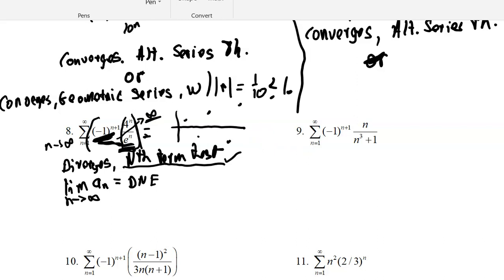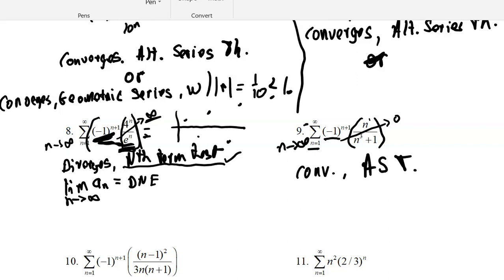Number 9, this one we're back to something nice. This should alternate as long as this stays positive the whole time. So anywhere between the 1 and the infinity, we should be good. As we plug those in, the only thing that would then need to happen is this would need to decrease towards 0 as n goes to infinity, and then n cubed grows faster than n to the first. All right, our bigger degree is in our denominator, so this is all good. Converges, and then that's the alternating series theorem.